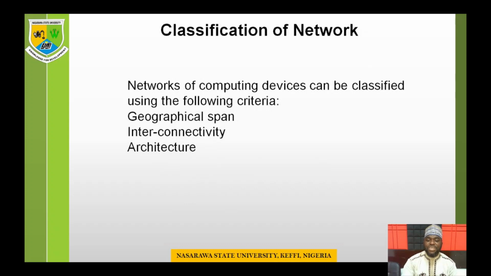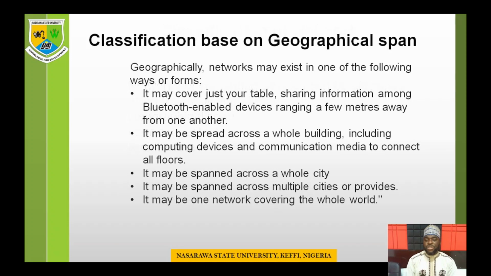Classifications of a network. A network can be classified using the following criteria: geographical span, interconnectivity, and on the basis of architecture. On the basis of geographical location, your network setup can just cover a tabletop, within a few meters, where you can use Bluetooth or infrared as a communications medium. Within a tabletop, we call it the personal area network.